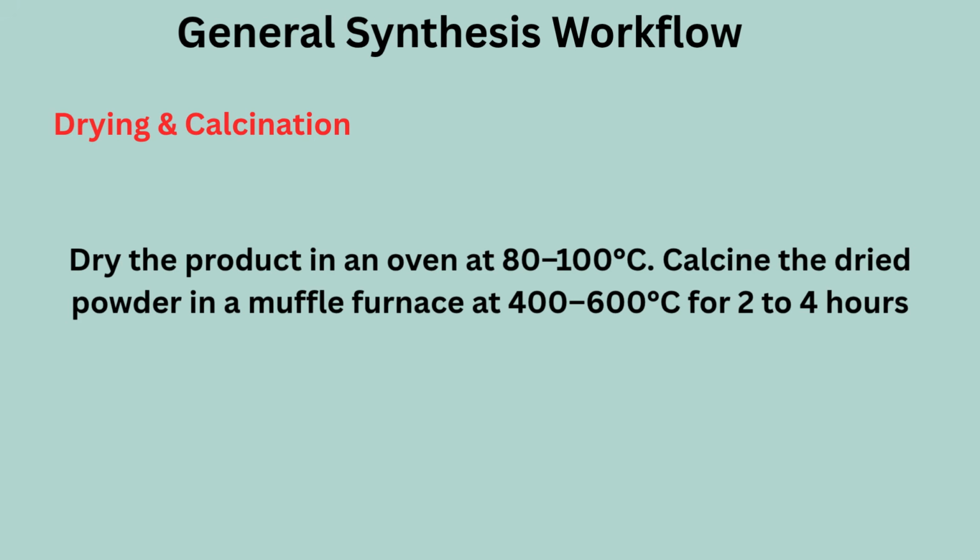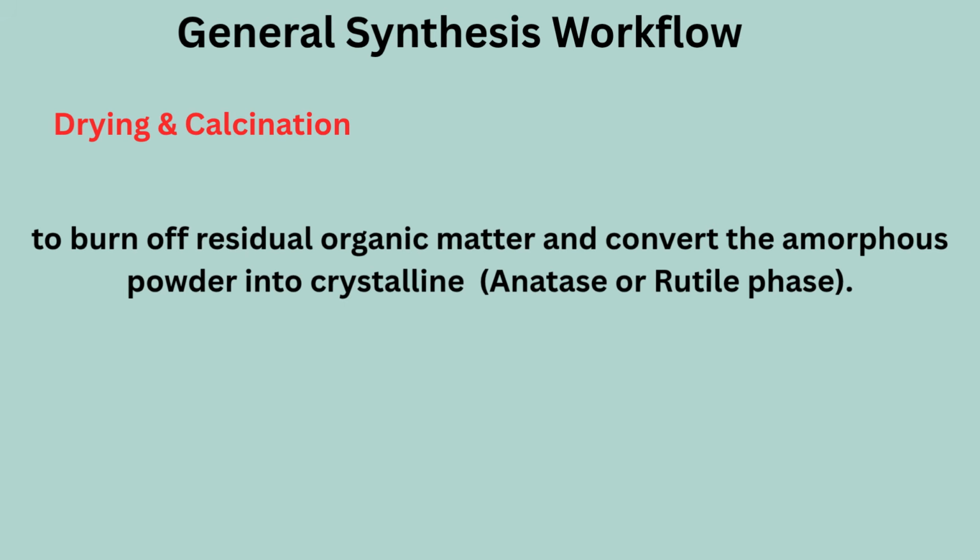Dry the product in an oven at 80 to 100 degrees Celsius. Calcine the dried powder in a muffle furnace at 400 to 600 degrees Celsius for 2 to 4 hours, to burn off residual organic matter and convert the amorphous powder into crystalline TiO2, anatase or rutile phase.